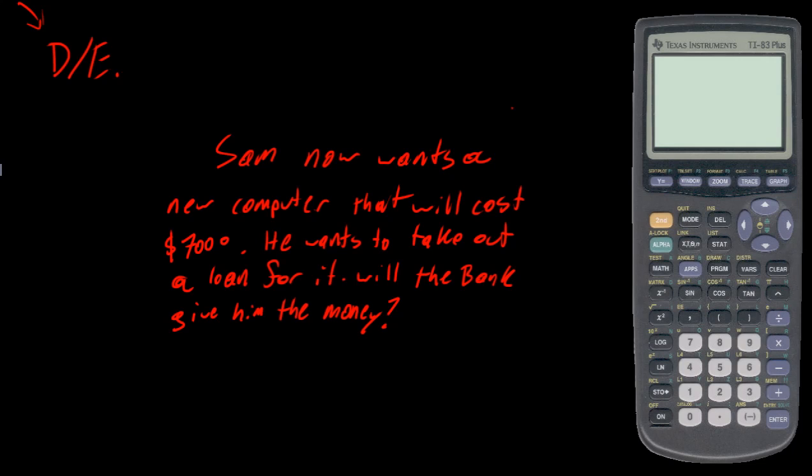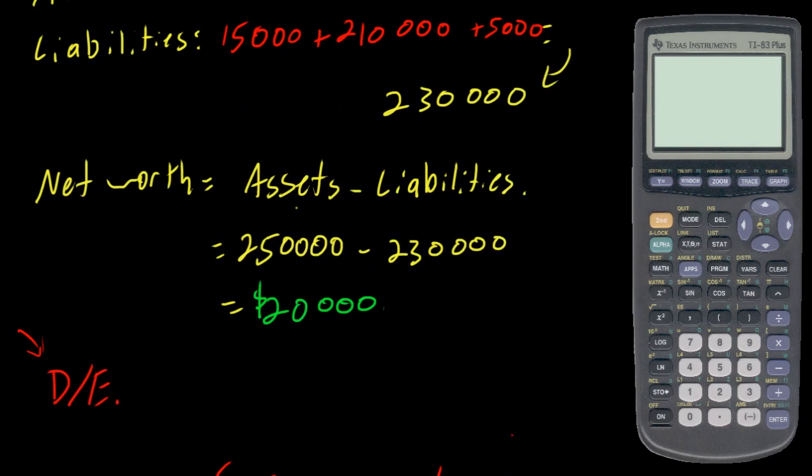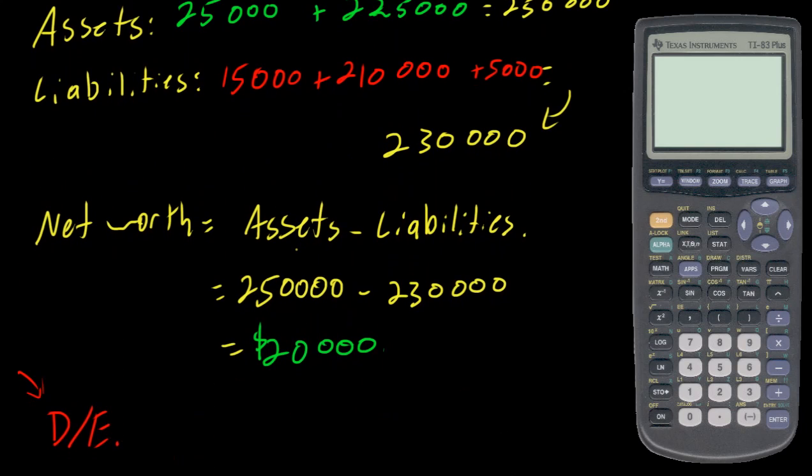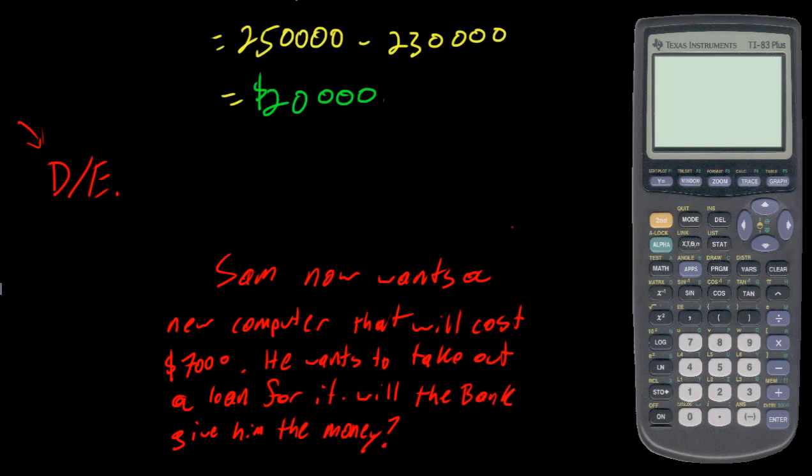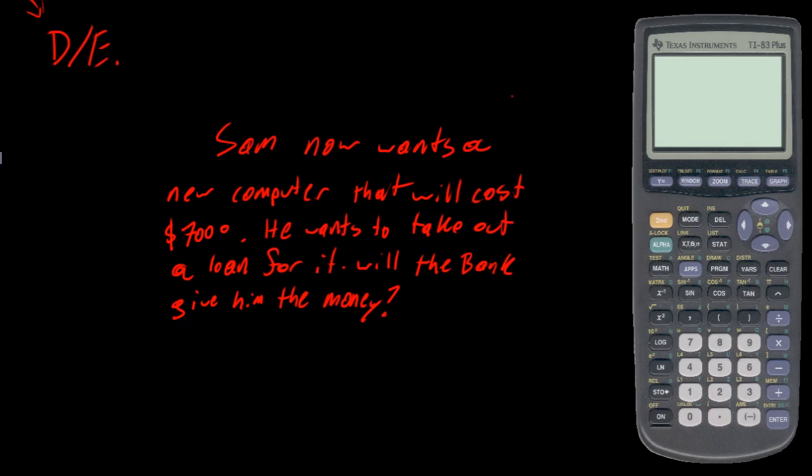So kind of as a part two of this question, I wanted to do a debt to equity ratio one. In part one, we figured out that their net worth is going to be $20,000. And now here's part two. Sam now wants to get a new computer. The new computer, top of the line, is going to cost $7,000, everything said and done.